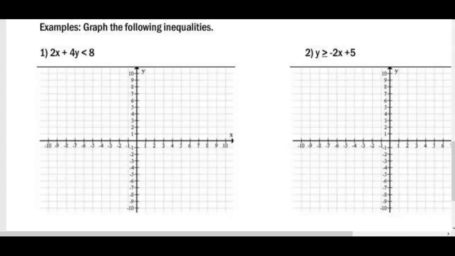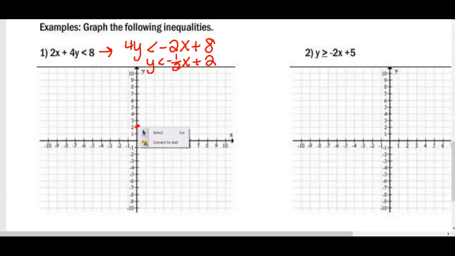So what we're going to do is subtract 2x and divide by 4. So 2 divided by 4 is a half. 8 divided by 4 is 2. So what that means is my y-intercept is at negative 1/2, 2. Then I'm going to go down 1 for my slope and over 2.